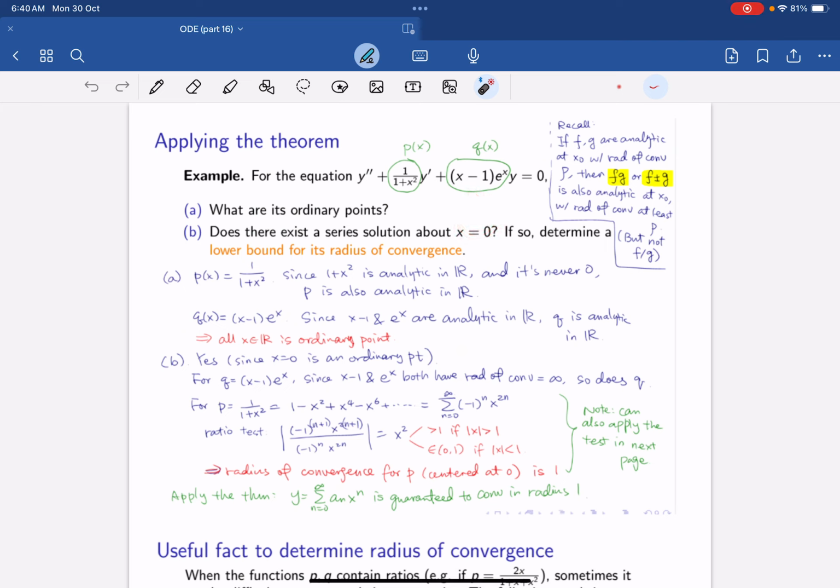And will there exist a solution? Yes, because x0 is an ordinary point. And for the lower bound of the radius of convergence, for Q, we know that x minus 1 and e^x both have convergence infinity, so Q will also have convergence infinity. As for P, we just need to write it in series form and do the ratio test to see that the radius of convergence is 1.